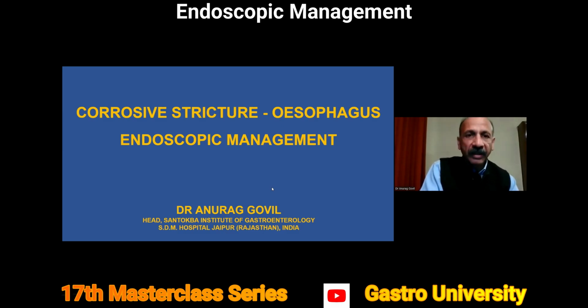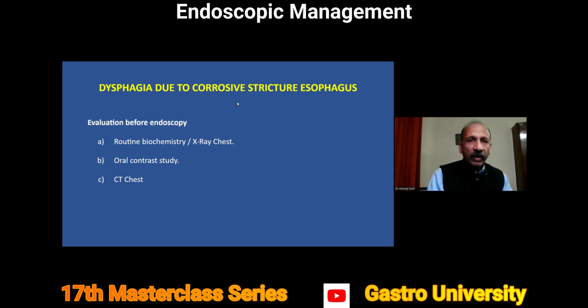Coming to the first slide. Before we go on to discuss the endoscopic management of corrosive strictures, most of it actually entails dilatations, which means taking care of the strictures, and very rarely we do come across some complications which can be handled endoscopically in the form of fistulas and bleeds. But I would largely be focusing on the management of corrosive strictures of the esophagus.